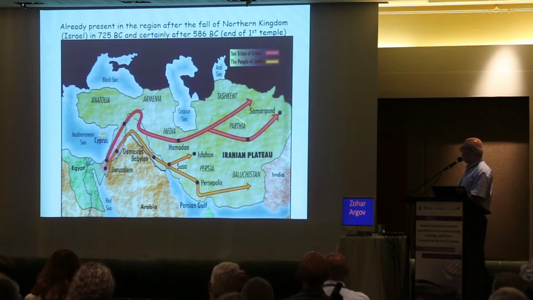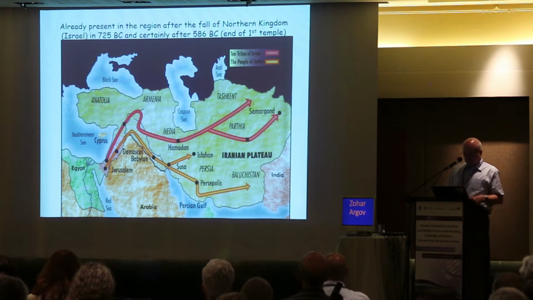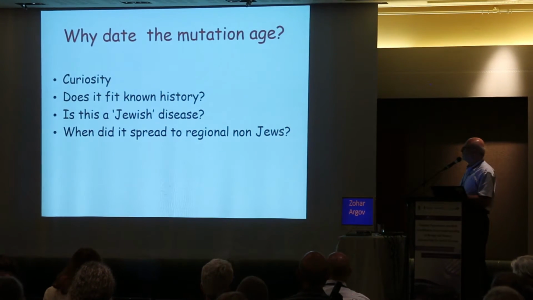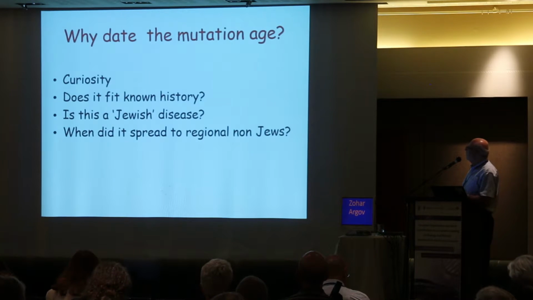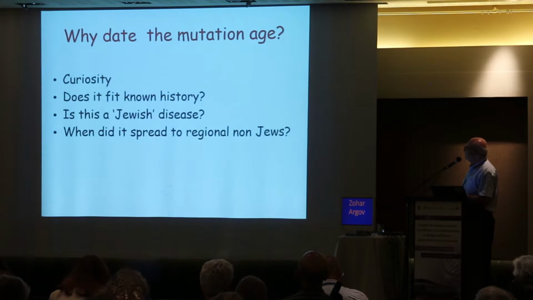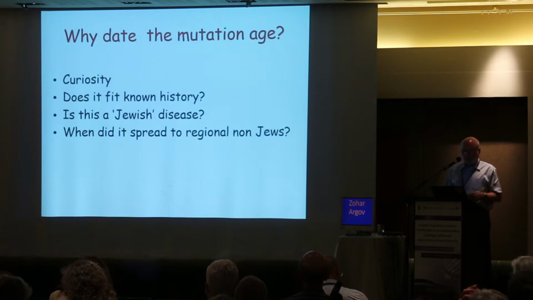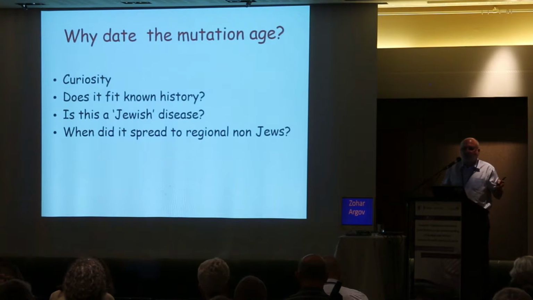So they spread around this region, and they will remain in isolation for many centuries. So I try to date the mutation age. Well, first of all, curiosity: does it fit the known history? Is it truly a Jewish disease?